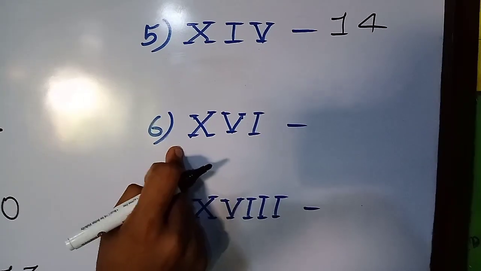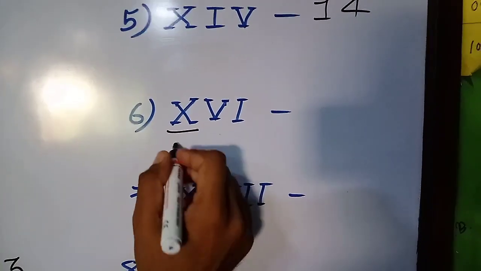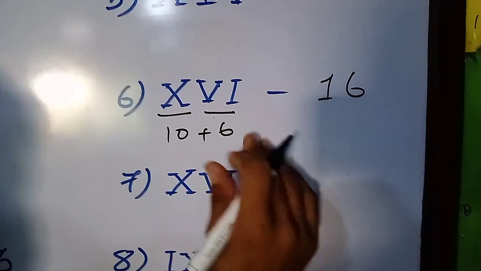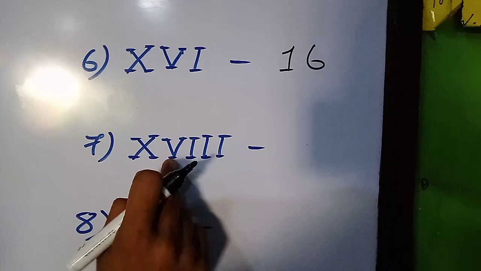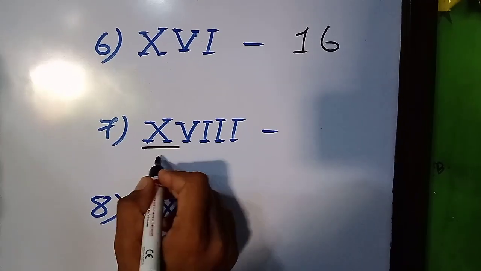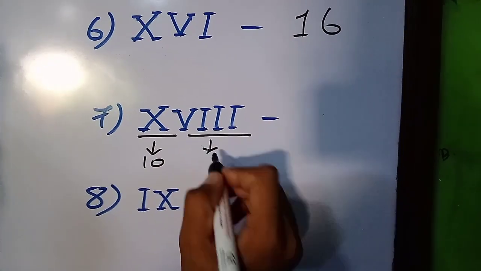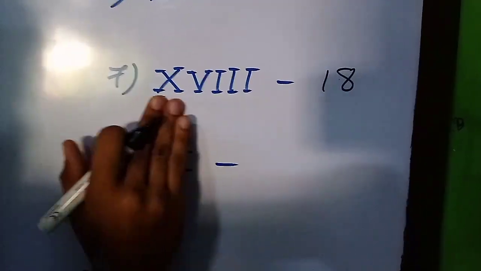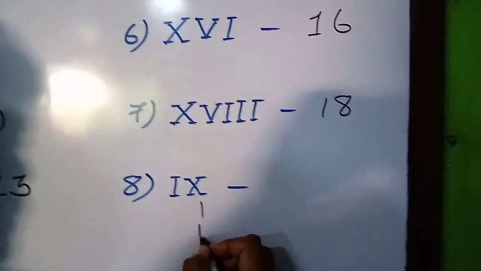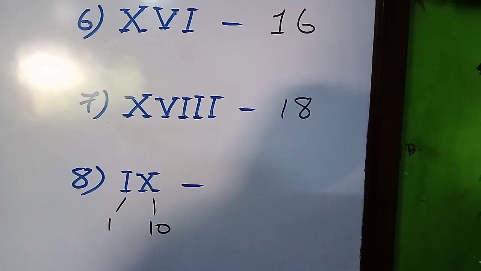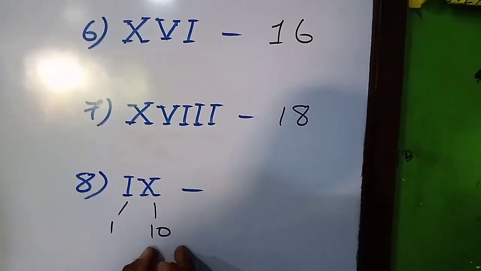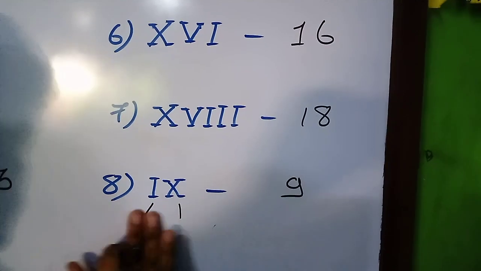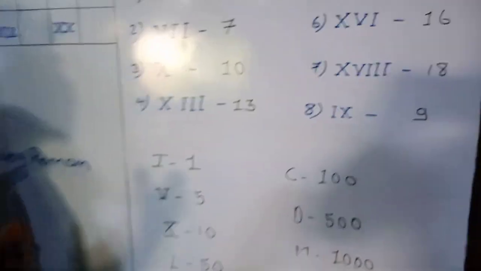The next one, X, V, I. Again first, X is 10, VI is 6. 6 plus 10, it becomes 16. The next one, X, V, I, I, I. X represents 10 and VIII represents 8. 10 plus 8 becomes 18. The next one, IX. X is for 10, I for 1. As we learned, if the smaller number is to the left of the bigger numeral, we subtract: 10 minus 1, that is 9. Got it?